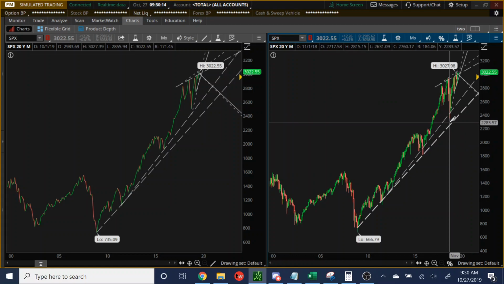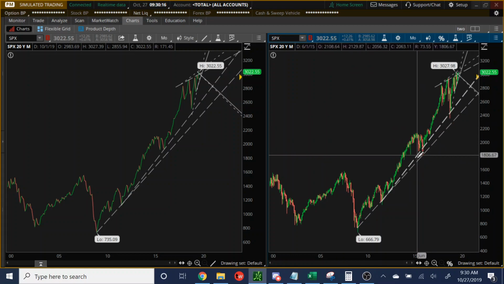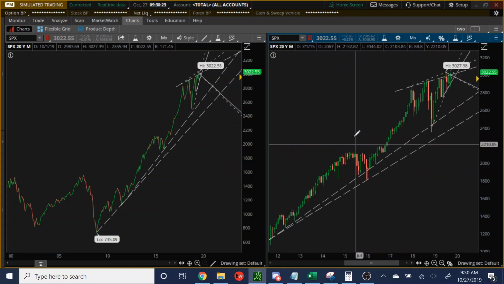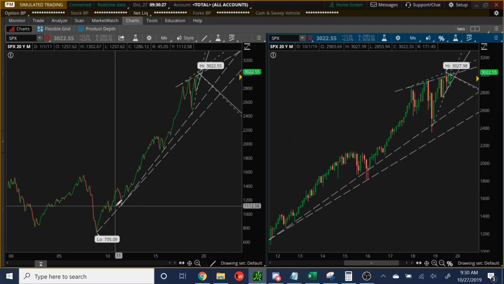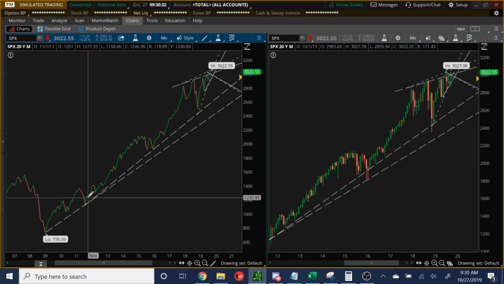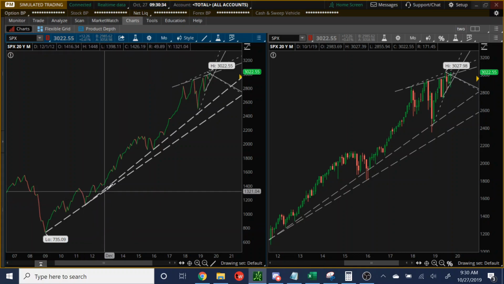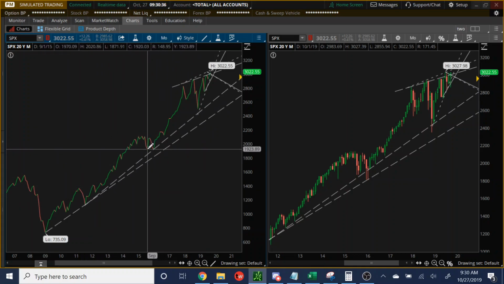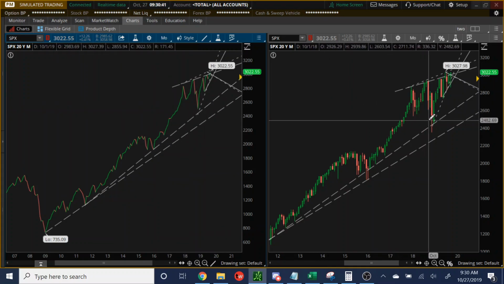It's not always going to be perfect. This one happens to be quite nice. These two wicks come down on the monthly and touch the trend line, pretty much perfectly there. And so you can see why these work so well. You can see this other monthly trend line here is drawn from this pivot here, and it goes up to this pivot here. And as you can see, back in December, we tested this trend line twice.